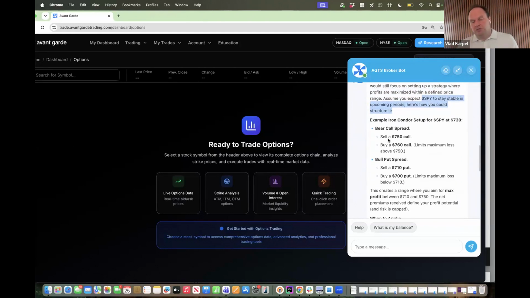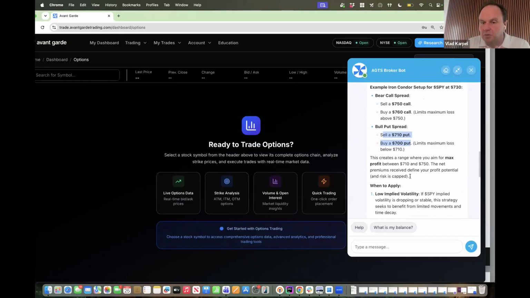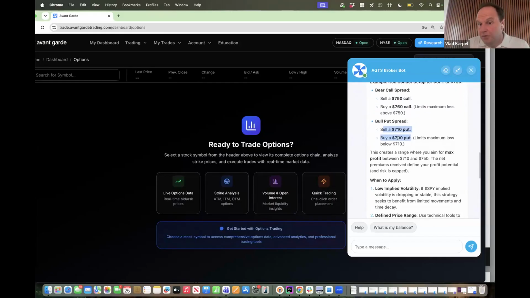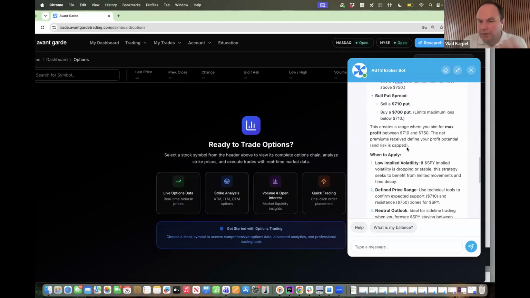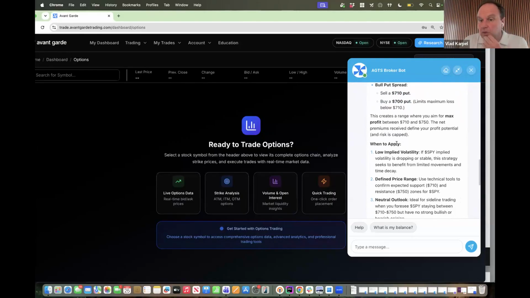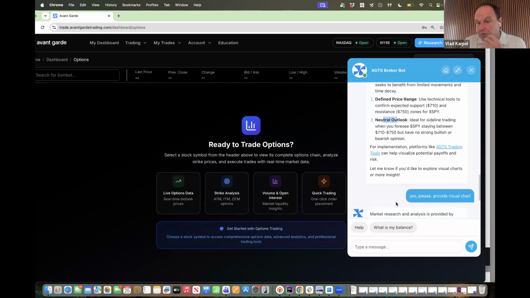So I just did this independent of the presentation. It said sell 750, 760 call spread, because we're trading at 730, not 750, and sell 710, 700 put. I would look at the prices, and if the risk versus reward is justified, and you don't think you're gonna break below 700 or you're gonna break above 760, then that would be totally valid. When to apply: low implied volatility, defined price range, neutral outlook. So you can always solidify.